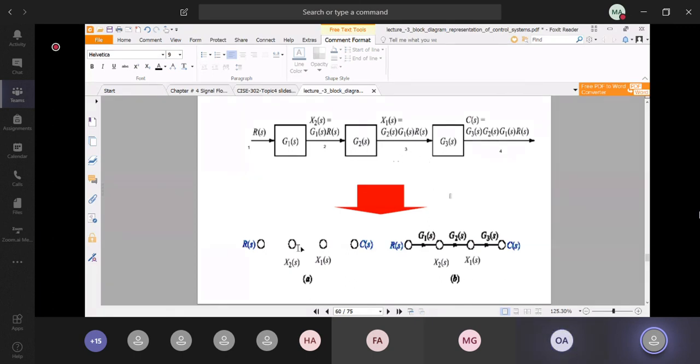After that, I draw the nodes. This will be node number 1, node number 2, node number 3, and node number 4. After that, I can connect this forward path to the output. Then I represent the gains. Between node 1 and node 2, I have gain equal G1. Between node 2 and node 3, gain G2. Between node 3 and node 4, gain G3. So this will be the signal flow graph that I have.